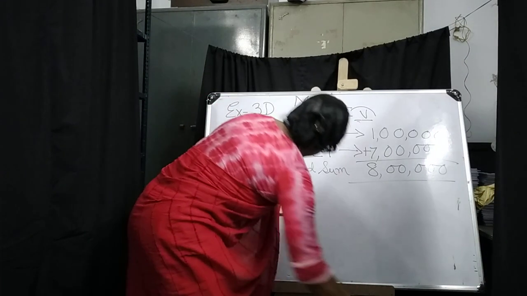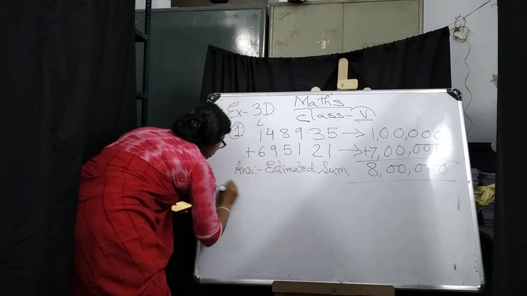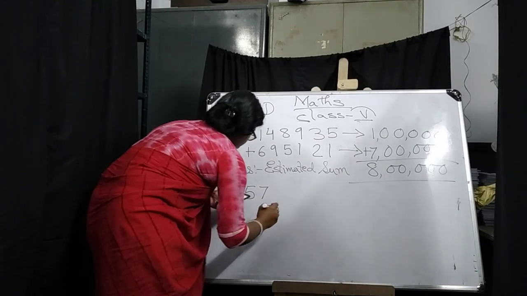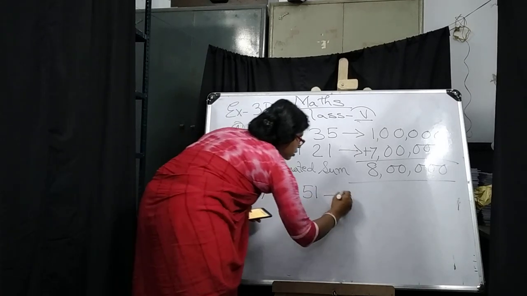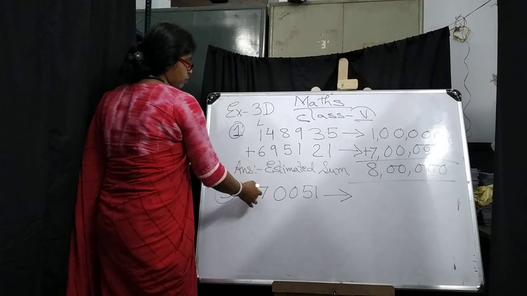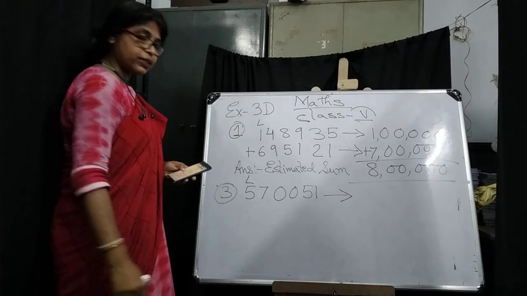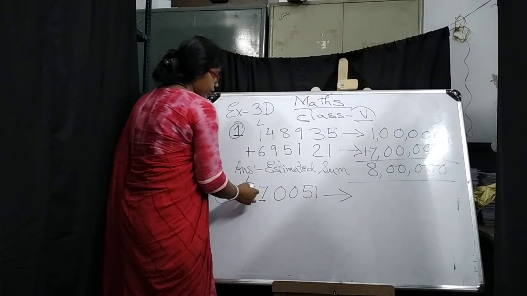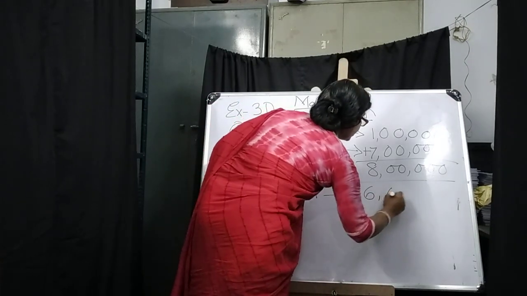Now let us do it here. Sum number 3. 5,70,051. Here also ones, tens, hundreds, thousands, ten thousands, lakhs. We have to round off to the nearest lakhs. So here is 7. So it will be 6 lakhs.